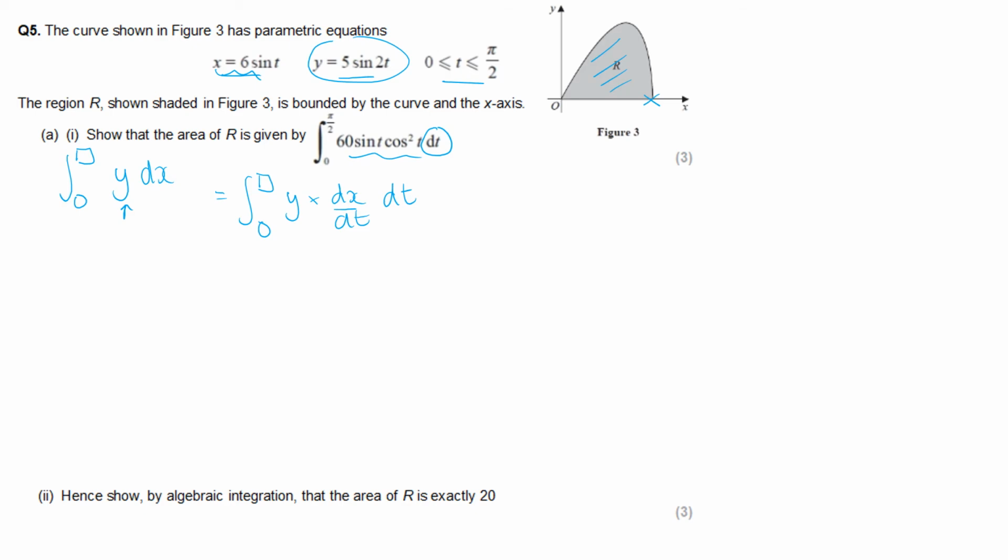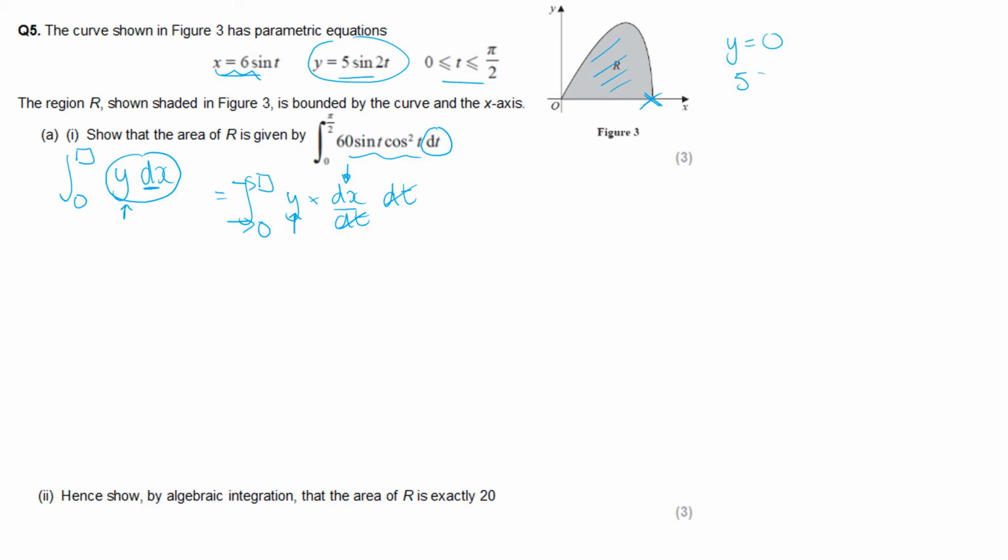Now informally, these dt's can cancel, so we will actually just be finding the area with respect to the x-axis. So we'll be using dx because these would cancel. But this is going to allow us to put y in terms of t. We need to multiply by the differential of x, but we also need to have these limits in terms of t. So let's have a go at finding this position here, which is when y is equal to 0.